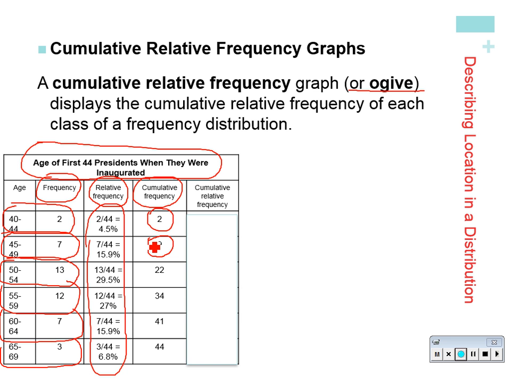So what we basically did to get this 9 was we took this 2 and this 7 and we just added those together. And that's where the whole cumulative part of this comes in when we're talking about cumulative frequency.